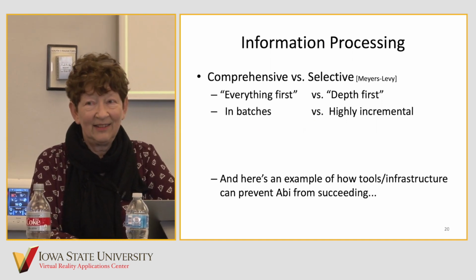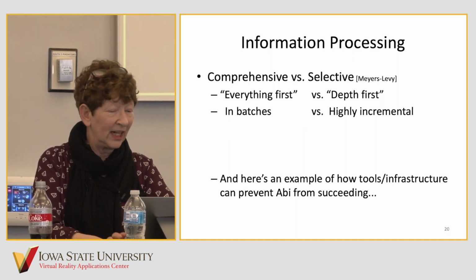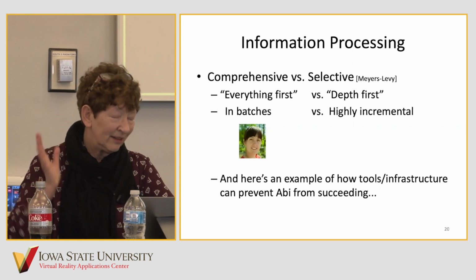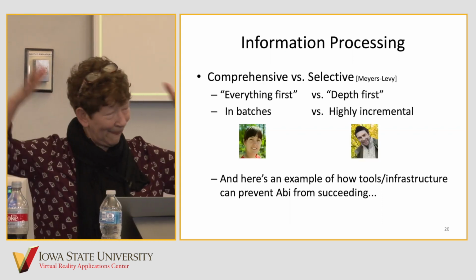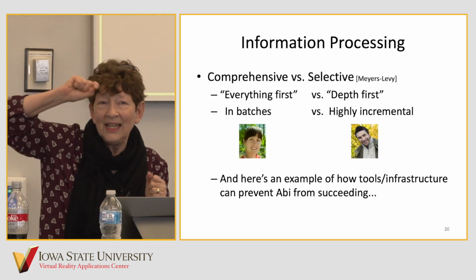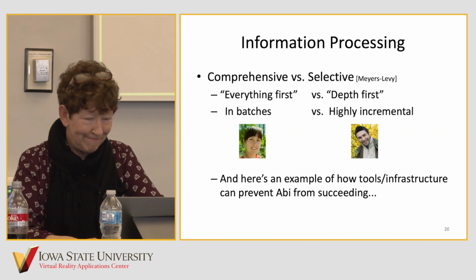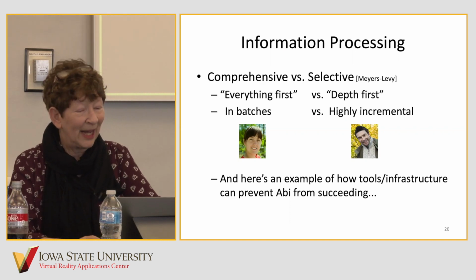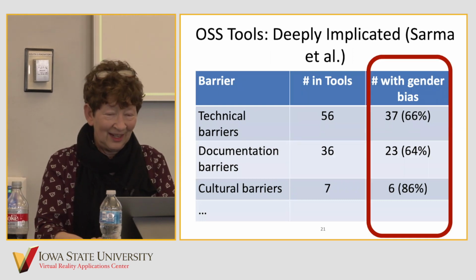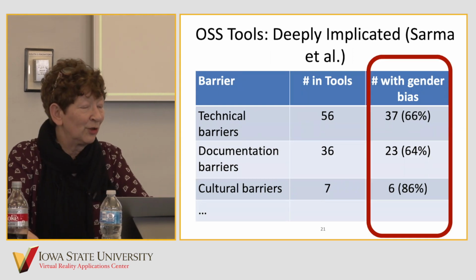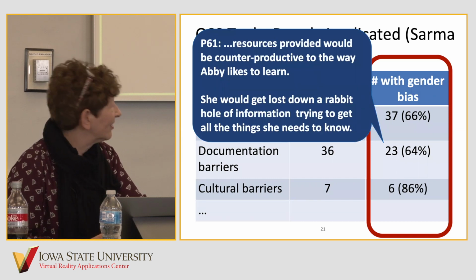In both of these cases, there are advantages and disadvantages, so it isn't as though one of them is better than another. Anyway, so to summarize, Abby's information processing style is very batchy. Tim's is teeny little increments with lots of backtracks. So back to our open source slide. It turned out that the resources provided were very counterproductive to the way Abby likes to learn.